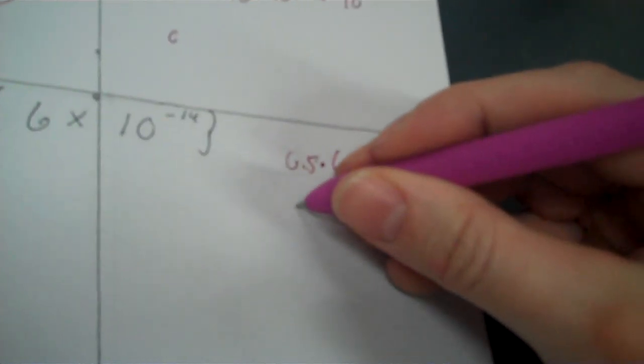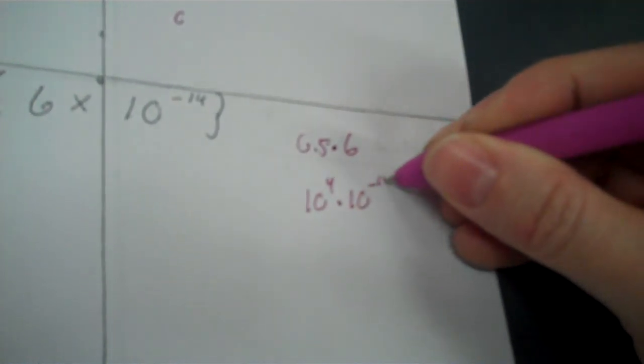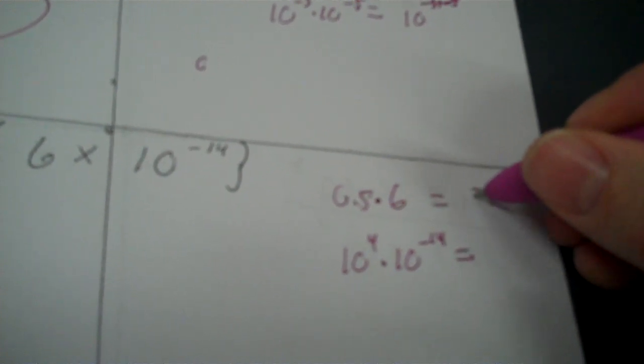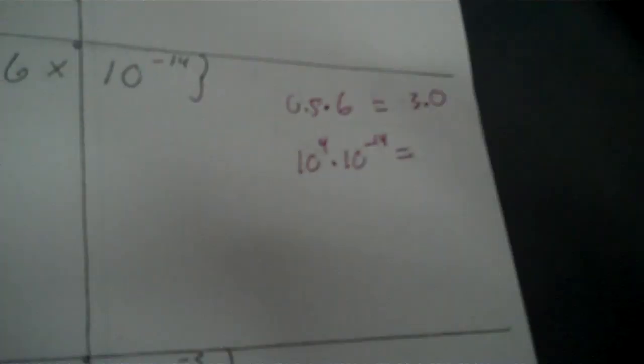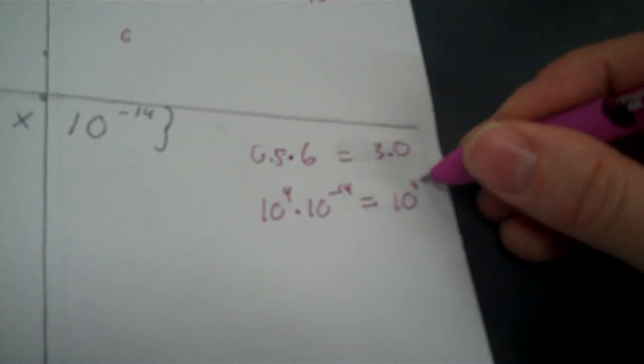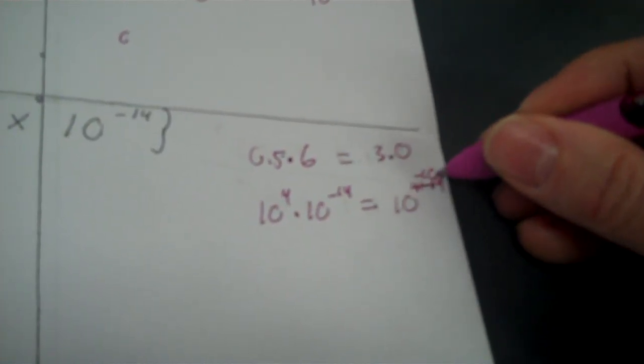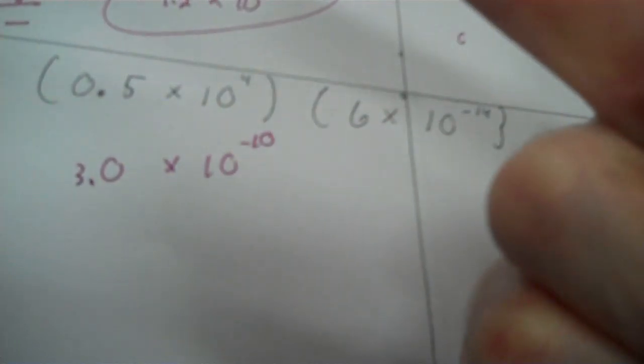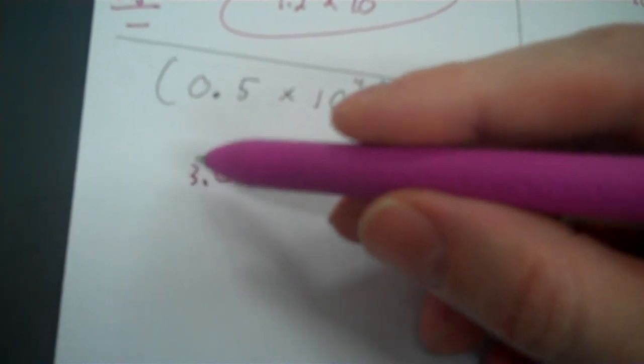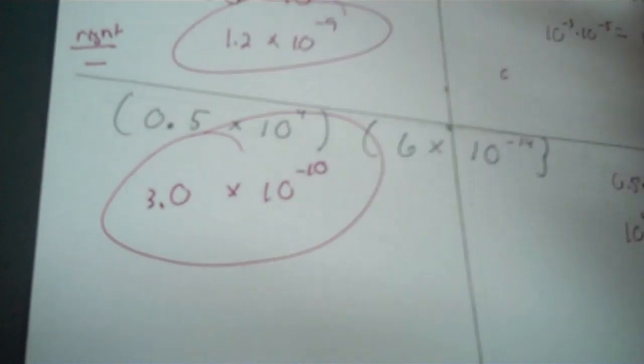Okay, next up, we take 0.5 times 6, and then I take 10 to the power of 4 times 10 to the negative 14th. 0.5 times 6 is 3. If you get 3, put 3.0. Okay, just put a 0 behind it. Then on the 10, we add the 4 and the negative 14, and that's going to be negative 10. Okay, so now write it 3.0 times 10 to the negative 10th. And you need one digit before the decimal, and it can't be a 0. Well, I already have it. I have one digit in front. It's a 3. 3 is not a 0. There we have it.